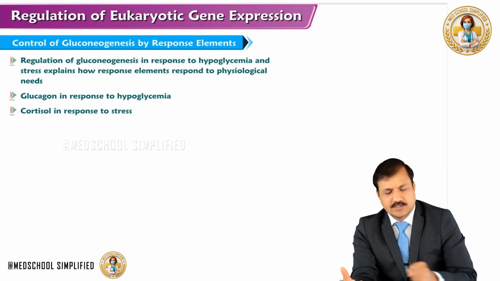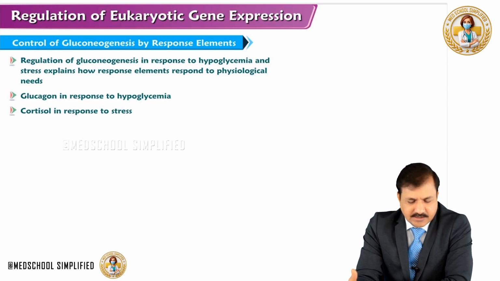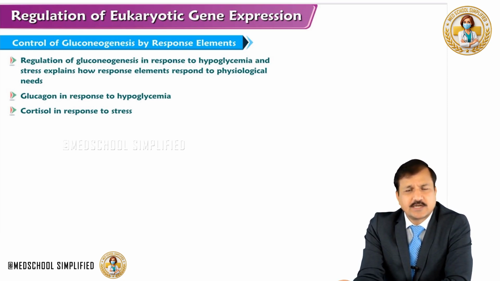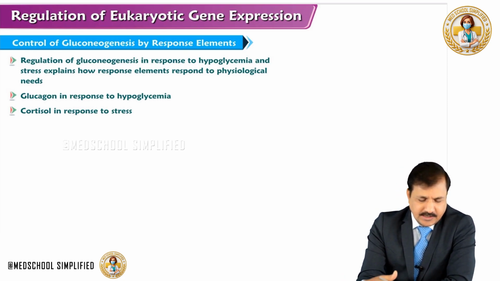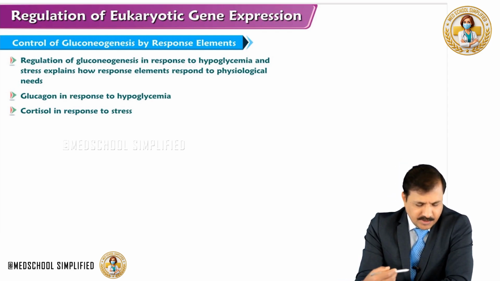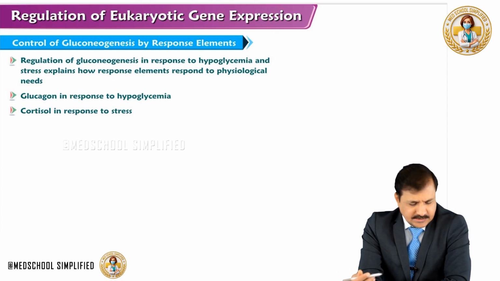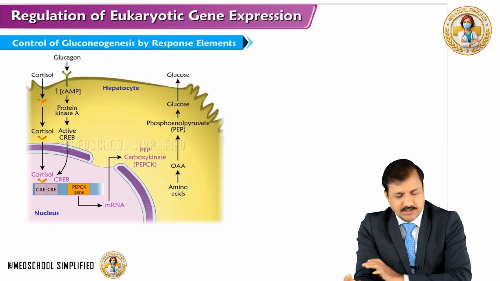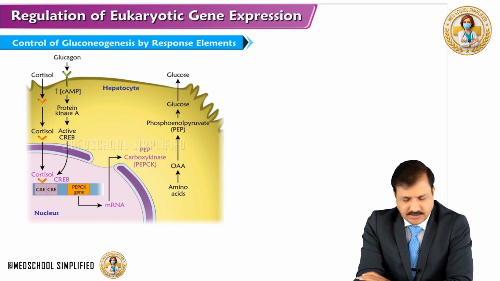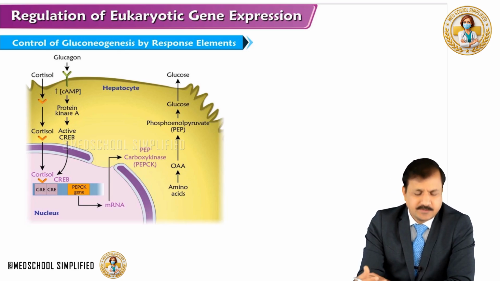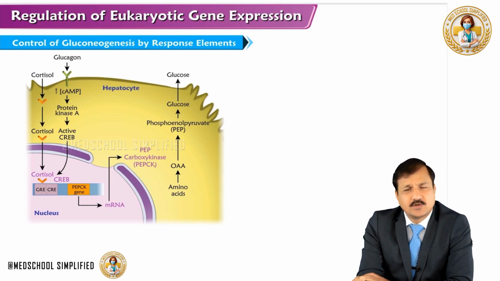Now going into control of gluconeogenesis by response elements. The regulation of gluconeogenesis in response to hypoglycemia and stress explains how these response elements respond to physiological needs of our cells. For example, glucagon in response to hypoglycemia or cortisol in response to stress, and how that is actually regulating gluconeogenesis. Let's look at that using this particular figure here to understand how glucagon and cortisol respond to hypoglycemia or stress in inducing the gluconeogenesis process and maintaining the blood glucose level.